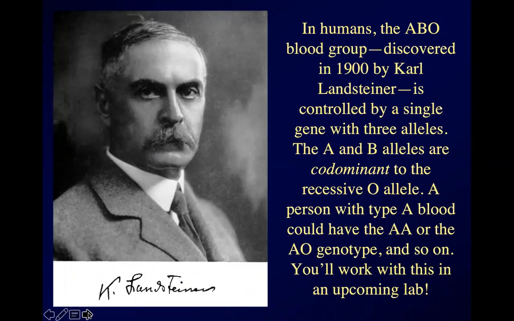So if your blood type is type A, you could have genotype AA or genotype AO. If your blood type is B, you could have genotype BB or genotype BO. And if your blood type is O, the only possible genotype for you is OO.